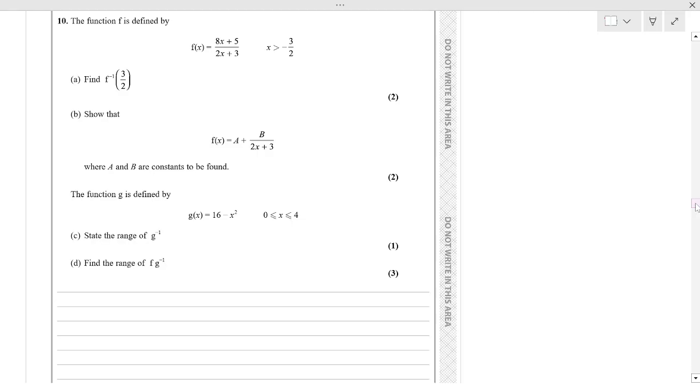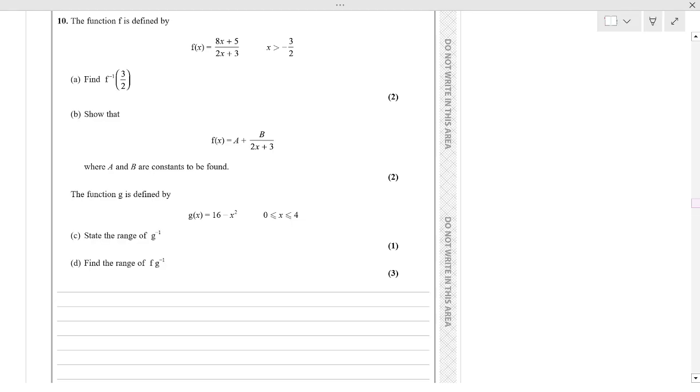Not quite a nasty question that is. But we're on this one then. Question 10. They love asking function questions like these, so again, you do need to be quite prepared for it. But let's go over it then. Question 10. We have a function f defined by this. We first need to find f inverse of 3 over 2.